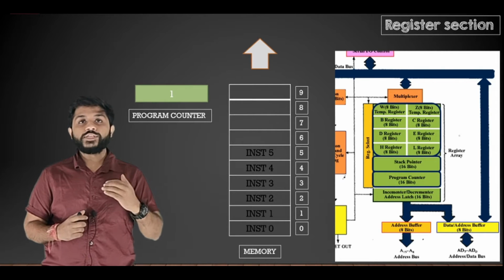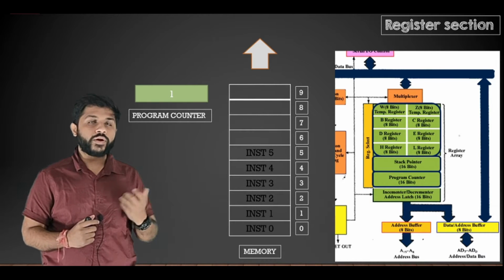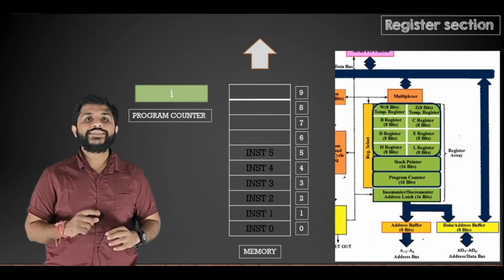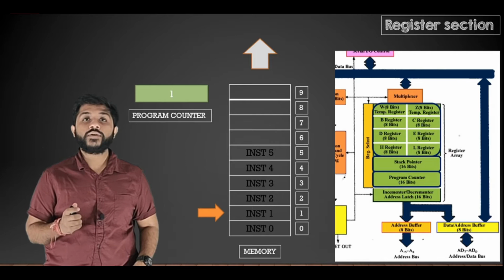So when processor wants to read any instruction, it will see the value of the program counter. Right now the value of the program counter is 1. So processor will fetch the instruction from the memory location 1.